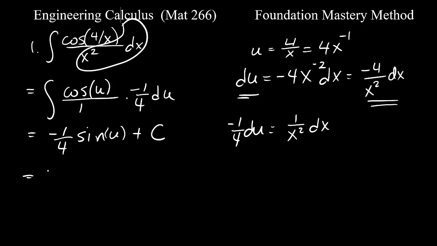And then our last step will be to do a back substitution. So we'll have minus 1/4 times sine of, and instead of u, we have 4 over x, plus our constant of integration.